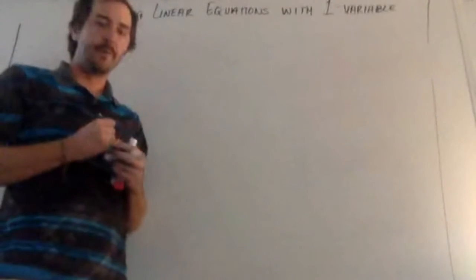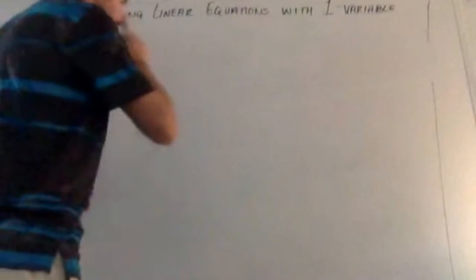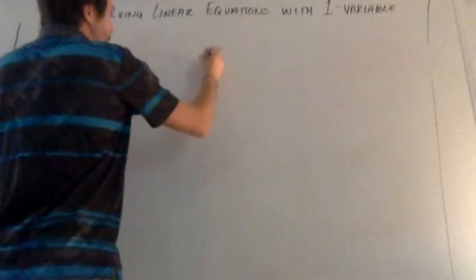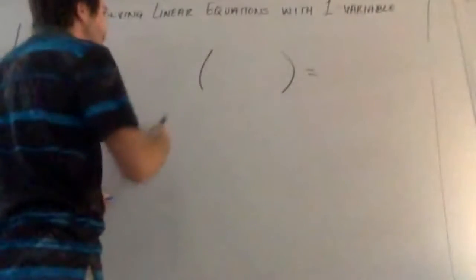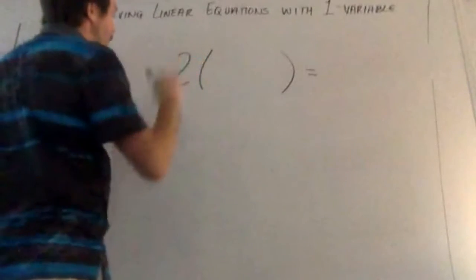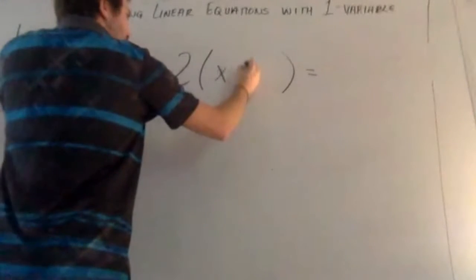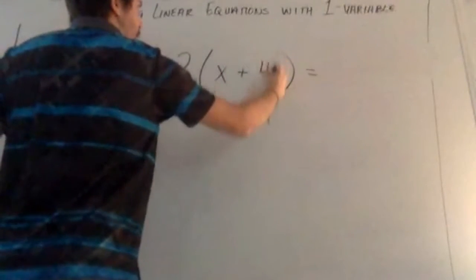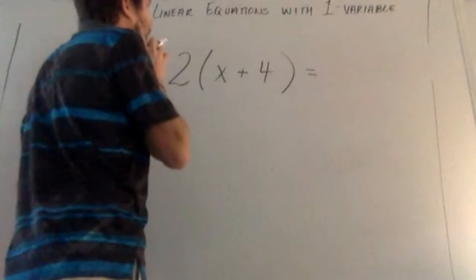So we have 2 more. My next example is the distributive property. We can remember back when we would have parentheses. Say I have 2 on the outside of my parentheses, and I have x plus 4.